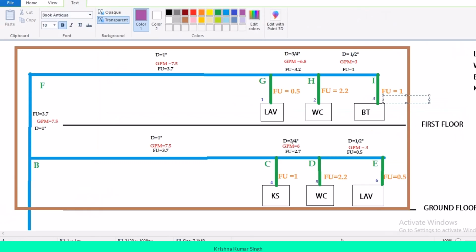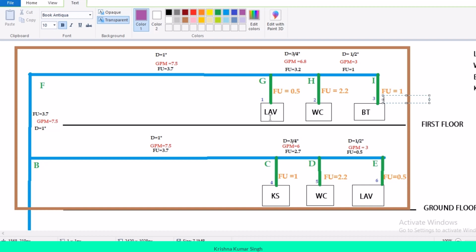Next step is to calculate the diameter or pipe size for the fixture supply pipe, which is in green color. You already know that a fixture supply pipe is a pipe which connects the main branch pipe or a distribution pipe line with the fixture. Such a pipe is called a fixture supply pipe. Now, one fixture can be connected with one or more fixture supply pipes.